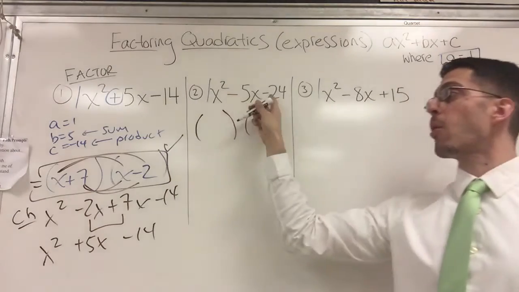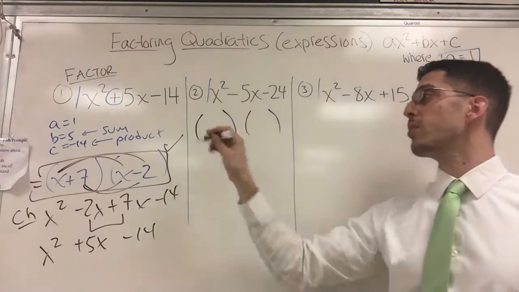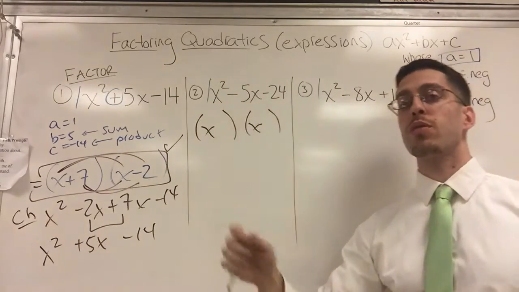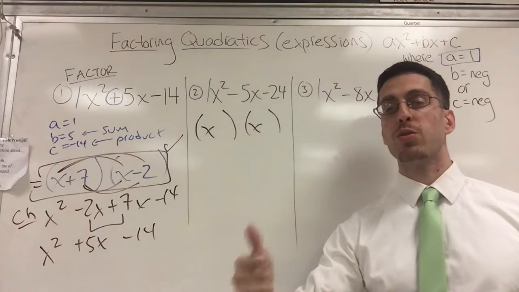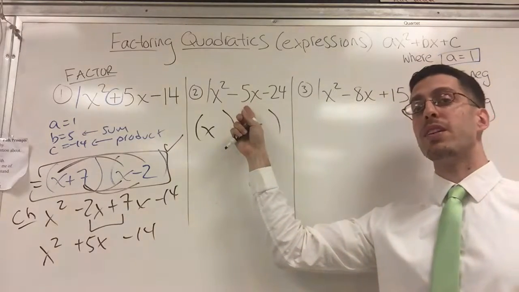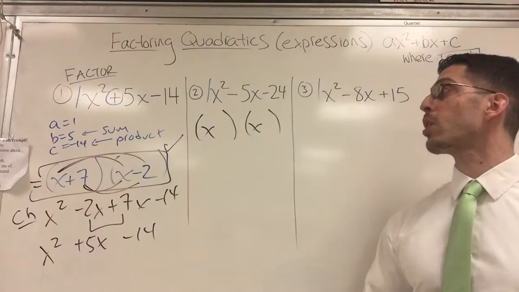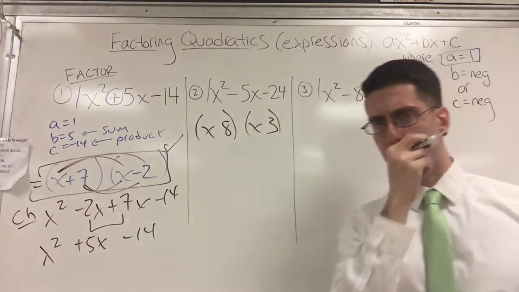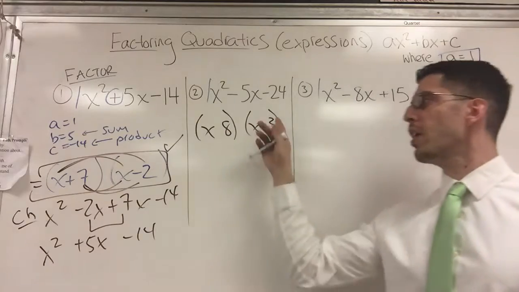Here, oh, wait a minute. They're both negative. B is negative and C is negative. Well, let's see. I know I got x and x. X times x is x squared. Factors of 24: 8 and 3, 12 and 2, 6 and 4. Which one do I use? I need a sum of negative 5, so I'm going to go with 8 times 3. But wait a minute, that doesn't give me negative 5, that gives me 11.